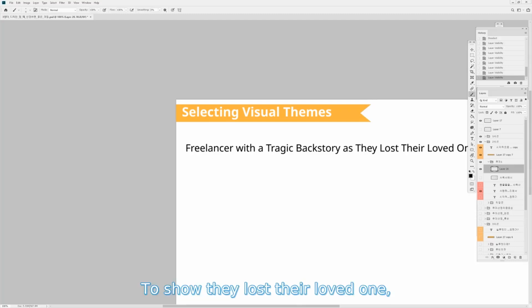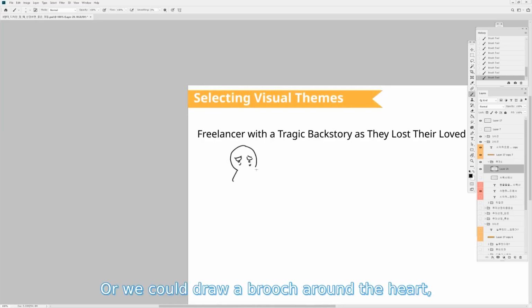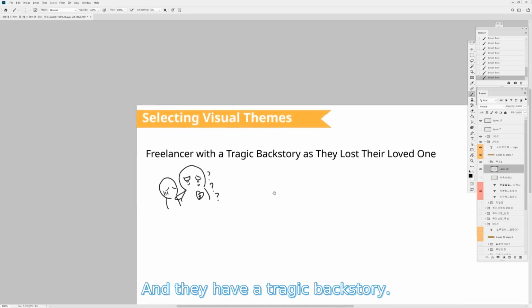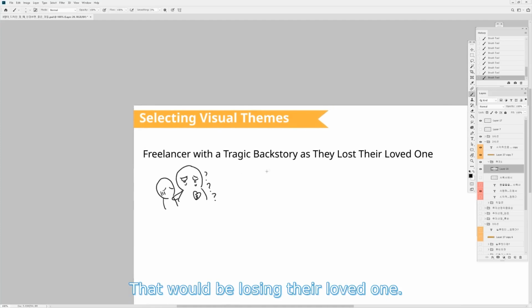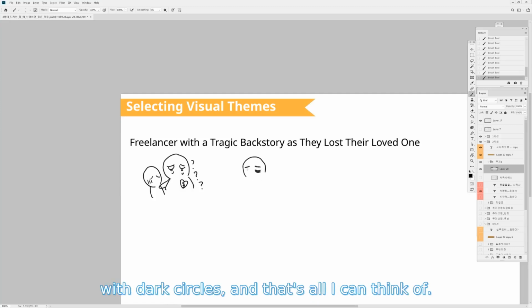Let's see. To show they lost their loved one, we could draw a crying face. They'd go boo-hoo, or we could make them hold their body. That's too hard. Or we could draw a brooch around the heart, and the brooch is broken like this. We could manage to express it, but it's a bit hard. They could hold the body of their loved one, and they have a tragic backstory. That would be losing their loved one. We could draw a pale, depressed face with dark circles, and that's all I can think of.